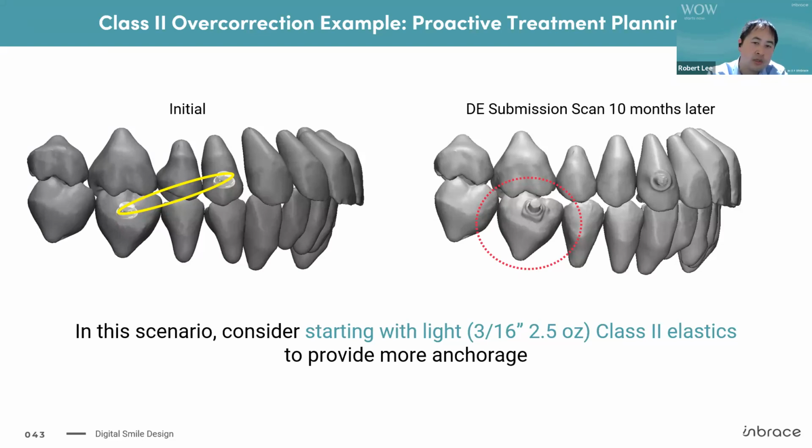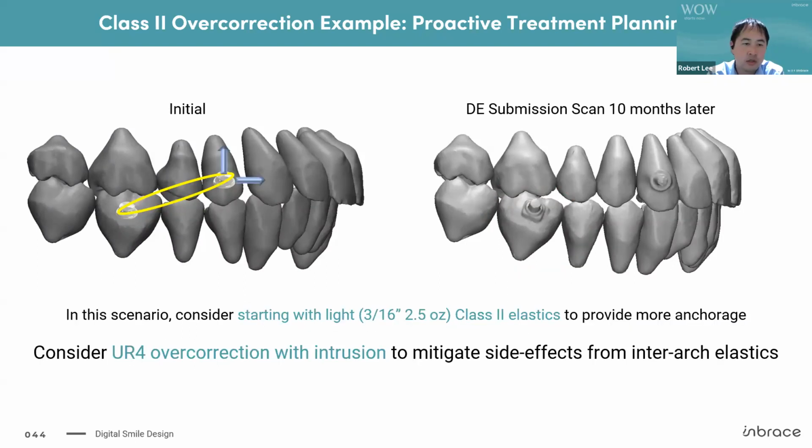So in this case, what I would do is I would add class 2 elastics from upper 4 to lower 6, just to hold that upper 4 back, and then make it so that the 3-to-3 will come back to help close that space. So when you're doing this, though, you have to think about what overcorrections you might need to add to that upper 4. Because now that the upper 4, it's actually more of a vertical component to the 4s now that you're doing a short class 2 elastic. So you're going to get some more extrusion side effect on that 4.